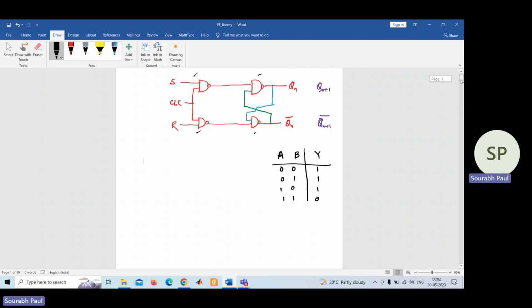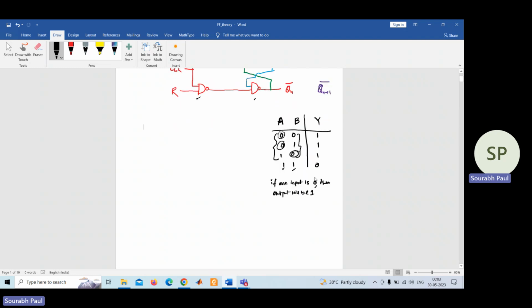So from this truth table, what have you understood? It means that if one input is 0, then the output will be 1. That is the principle of the NAND gate. If one of the inputs is 0, then by default the output is 1. The output will be 0 only if both inputs are 1, in the case of a two-input NAND gate. This line is very important to understand the concept of the SR flip-flop.